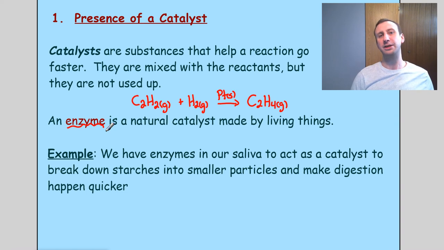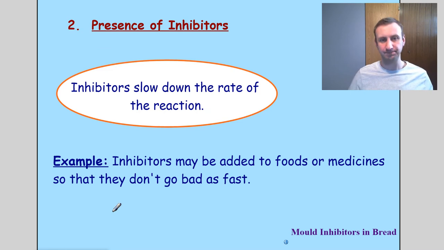And the reason why is because you're breaking down those starches into simpler sugars, simpler carbohydrates. So that is an enzyme that is in your saliva that helps you break down complex carbohydrates, starches, into simpler sugars that then you taste as being sweet. And there it is, an example: we have enzymes in our saliva to act as a catalyst to break down starches into smaller particles and make digestion happen quicker. And just again, if you're curious, it's amylase that is in your saliva.